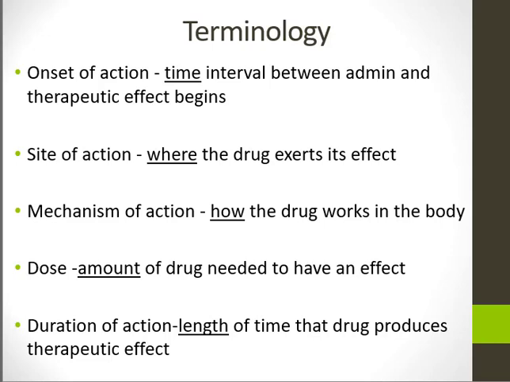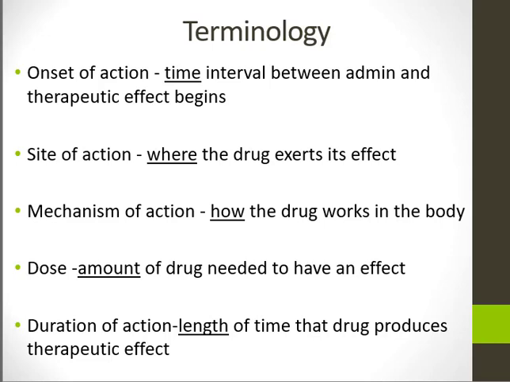The site of action: where the drug exerts an effect. So my headache drug, you might think, oh, it's going into the brain. It actually doesn't work in the brain. It works out in the periphery, getting rid of something called prostaglandins. It prevents prostaglandins, which make our body sensitized to pain. So the site of action for something like ibuprofen would be in the peripheral nervous system.